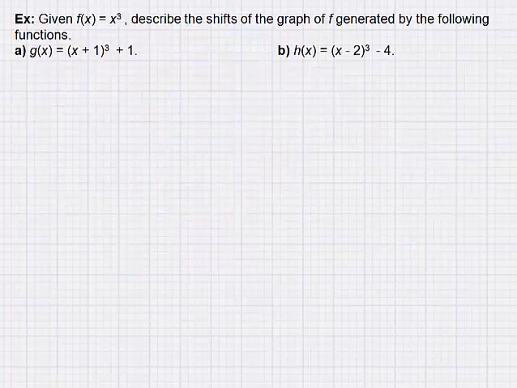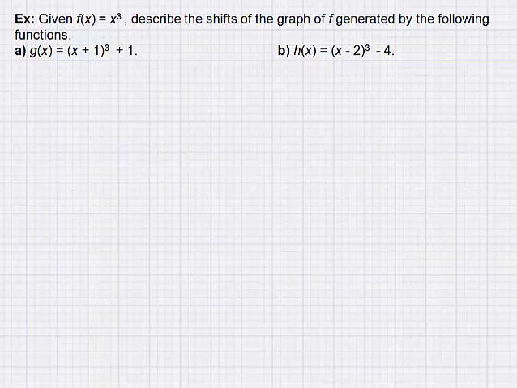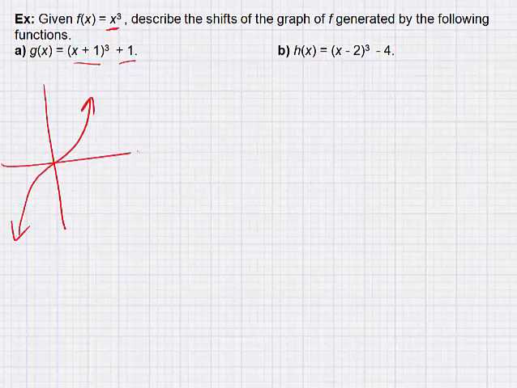So here's an example. Given f of x equals x cubed, describe the shifts of the graph of f generated by the following functions. First one, g of x equals (x plus 1) cubed plus 1. So what's our general function? A cube. Know what that shape looks like. A general cubic shape looks like this. Okay? X-axis, y-axis. That's what our cube looks like.